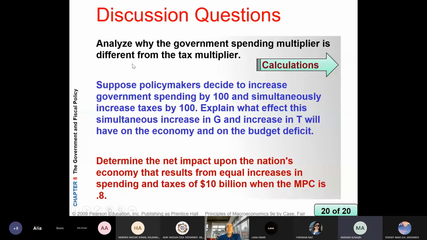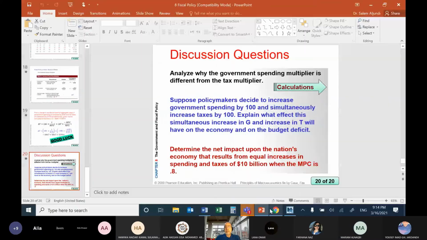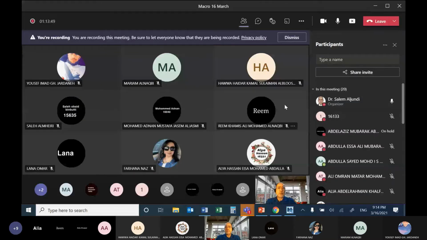Analyze. Okay. Analyze why the government spending multiplier is different from the tax multiplier. So let me look at you closely. So why is the government spending multiplier different than the tax multiplier?